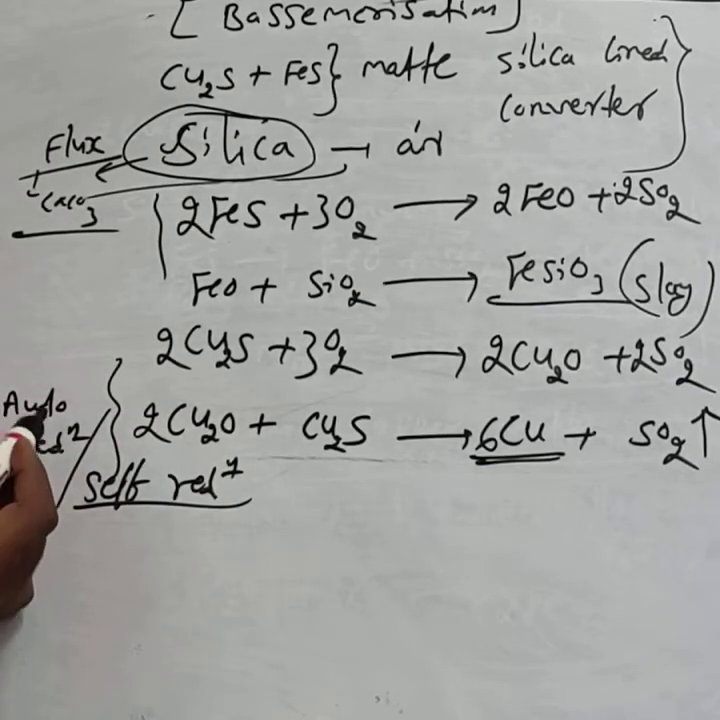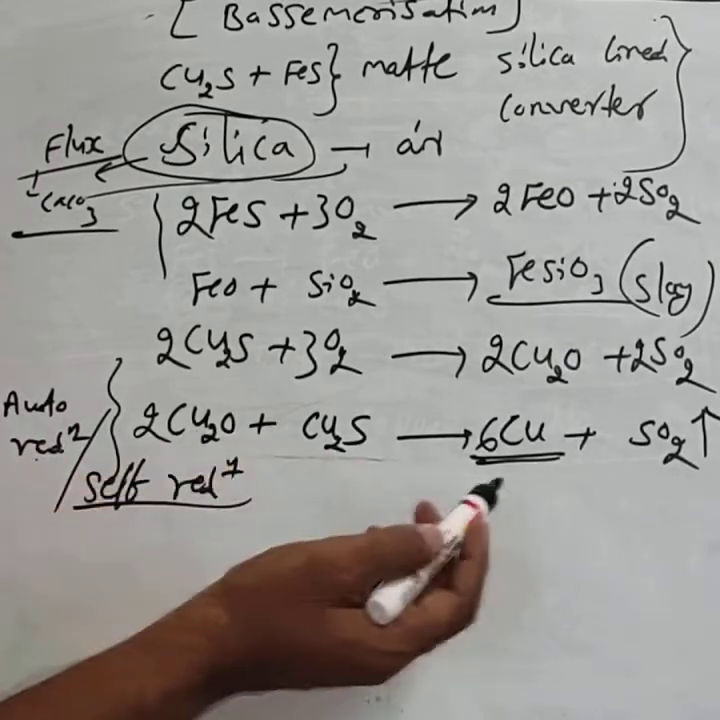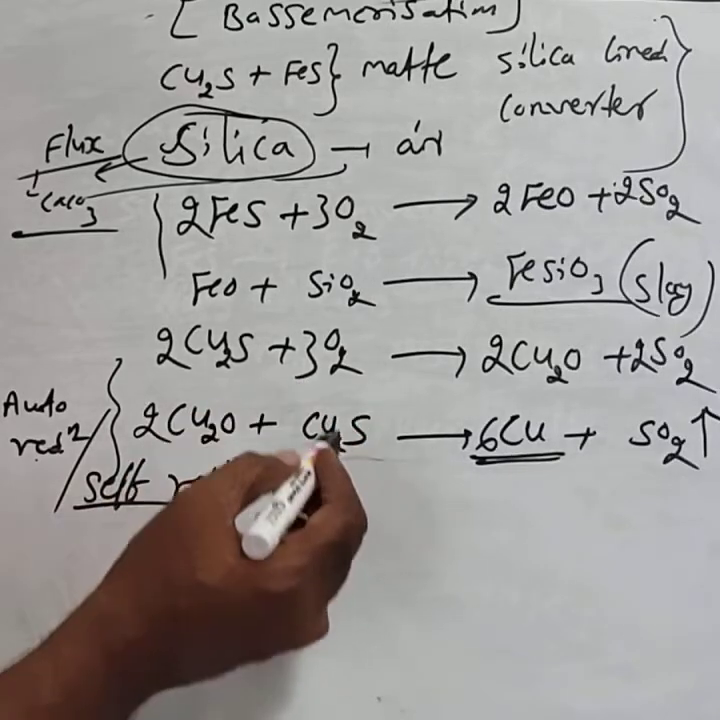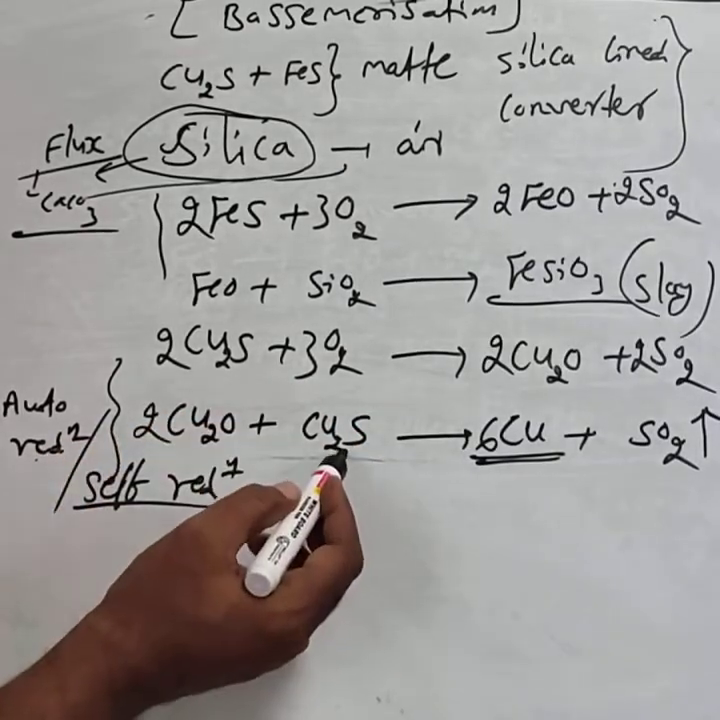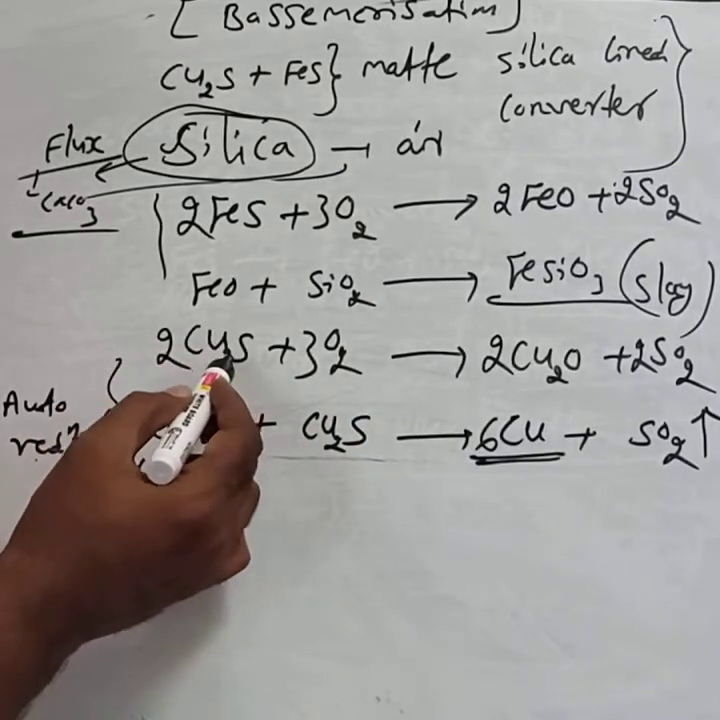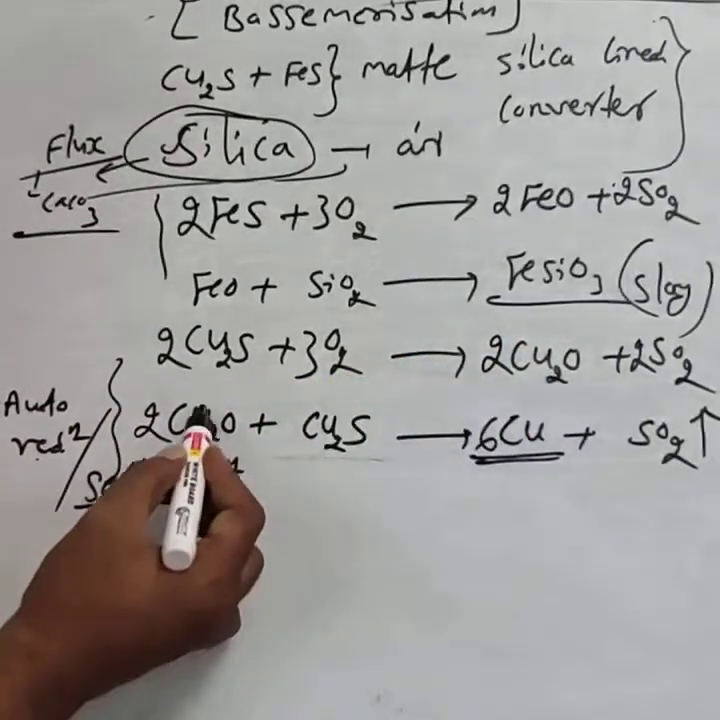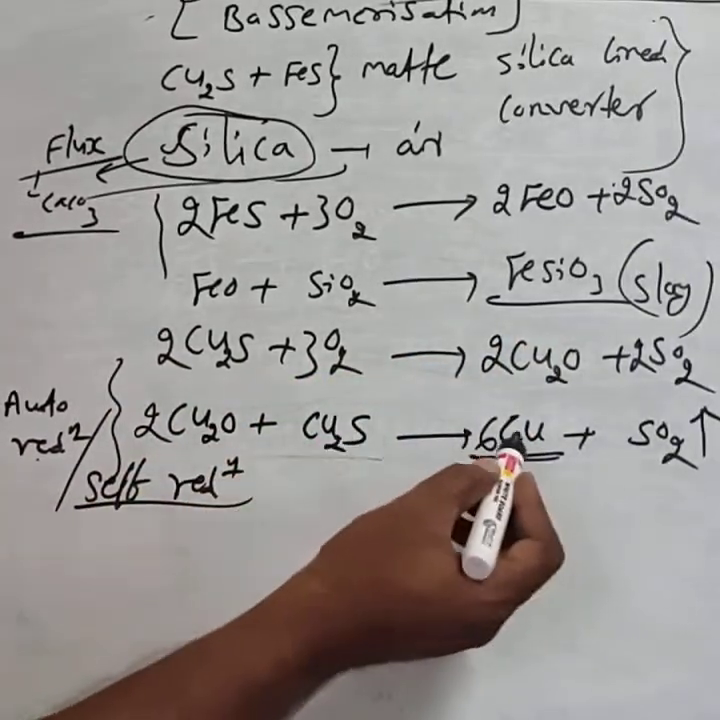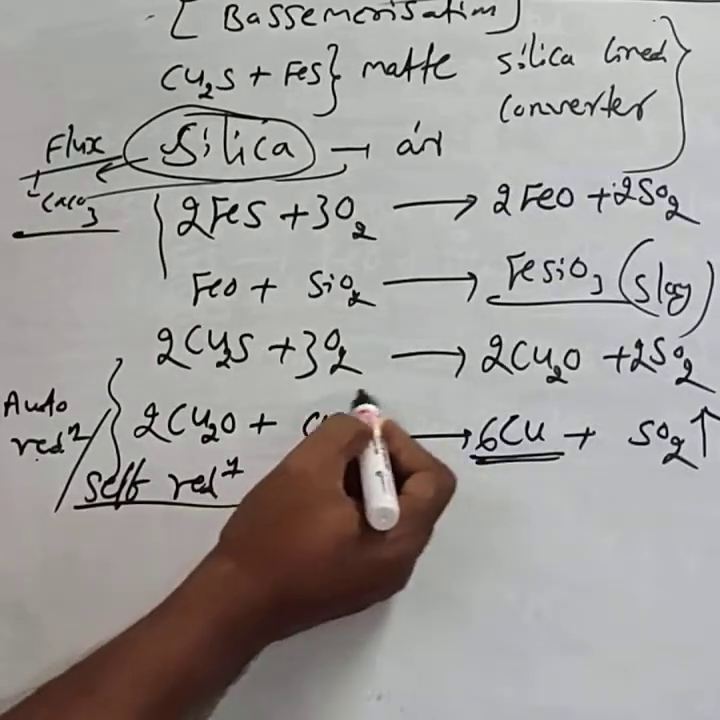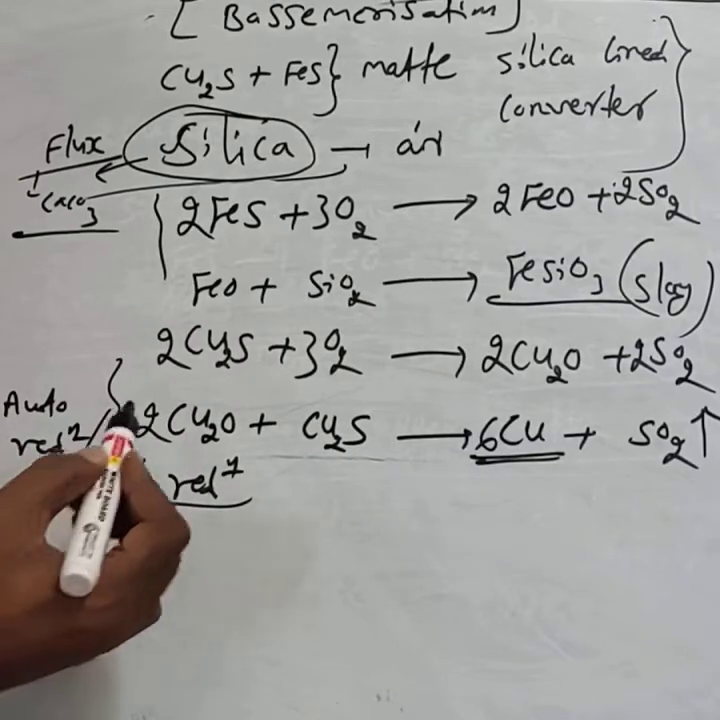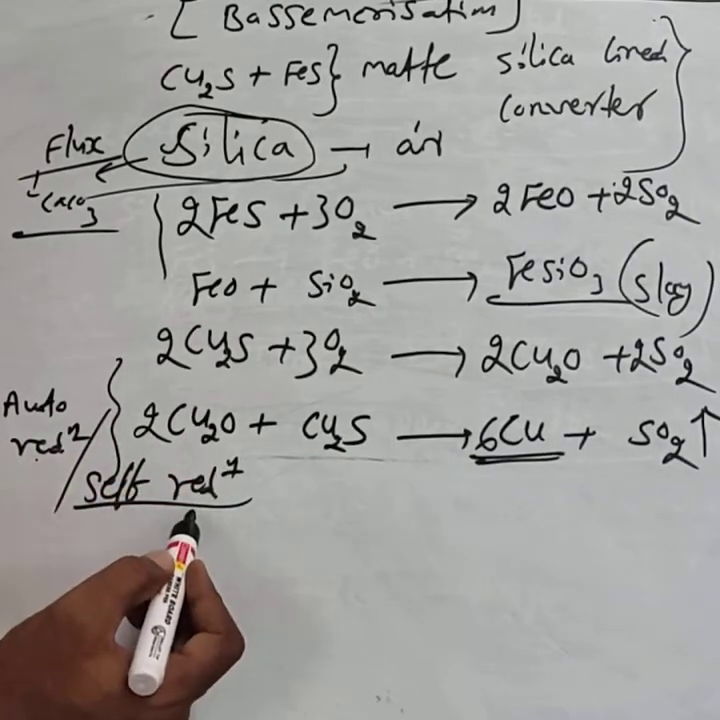Then by using the auto reduction process, copper can be extracted because we are not using any reducing agent. In the first step, Cu2S is oxidized to Cu2O. That trace of Cu2O formed reduces Cu2S into Cu. Hence, we are not using any reducing agent. This process is called auto reduction, also called self reduction.